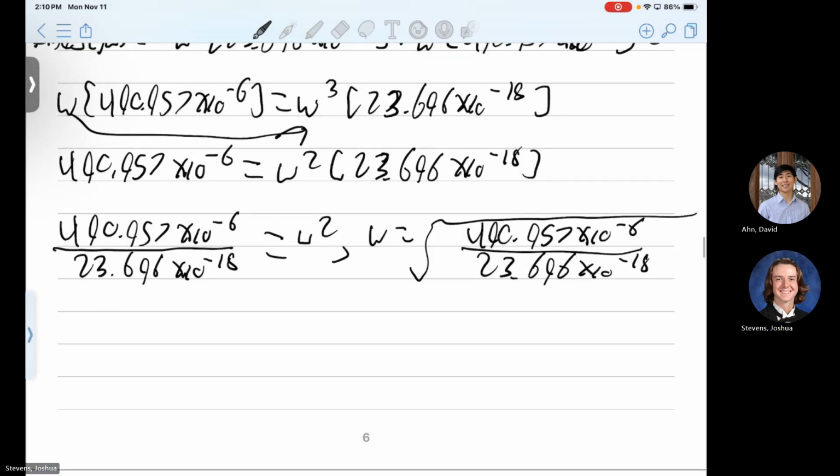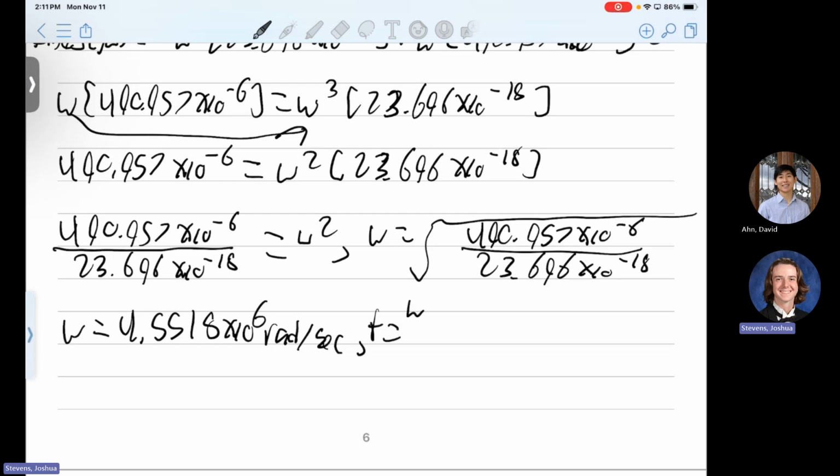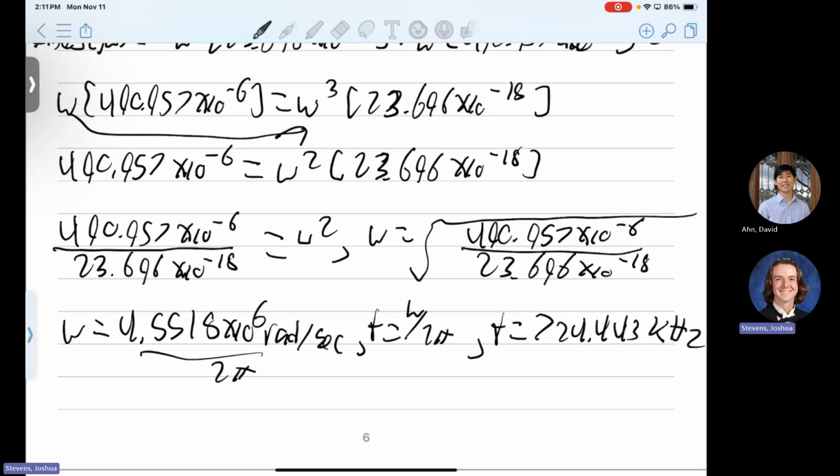So then plug that in a calculator. You get an omega of 4.5518 times 10 to the 6th, and that's radians per second. But it didn't ask for that. It asked for frequency. So frequency equals omega over 2 pi. So just divide this by 2 pi. Frequency equals 724.443 kilohertz.